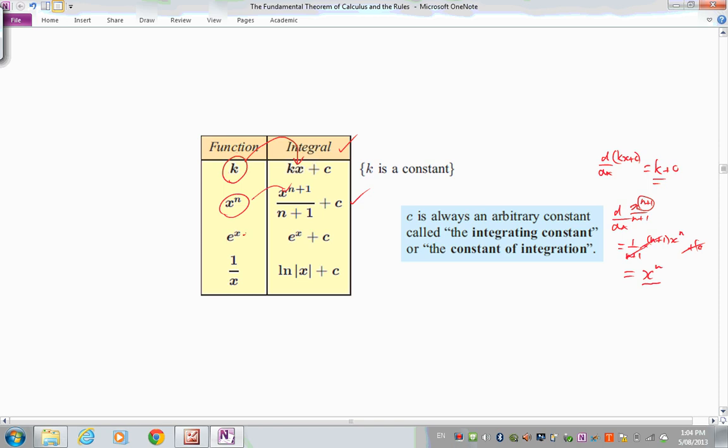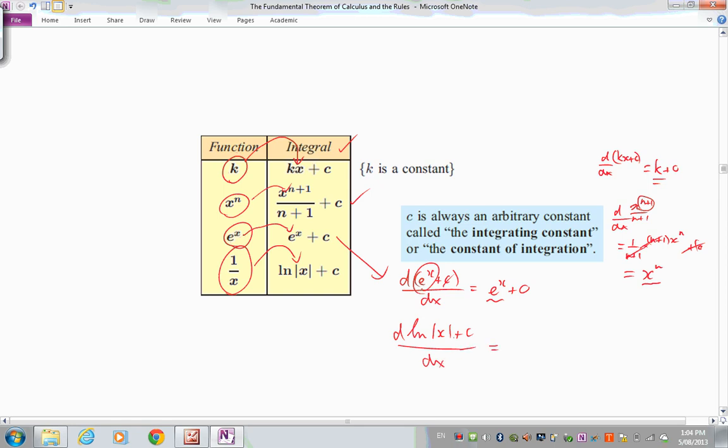And what about e to the x, the integral of e to the x? Let's check this and see. The integral is such that when we differentiate it, we should get the function back again. The derivative of e to the x is itself. The derivative of c is 0. Yes, that works. And 1 on x. What when differentiated gives 1 on x? Let's check it. Is it ln mod x plus c? The derivative of that.